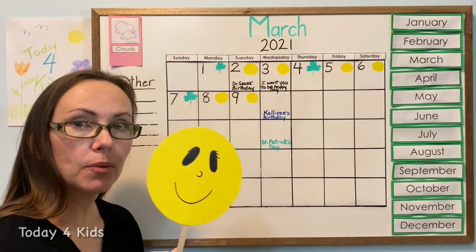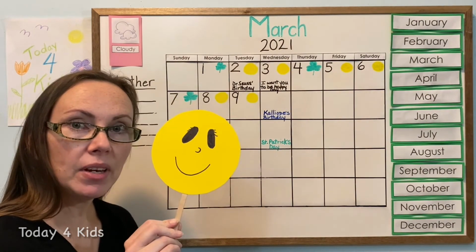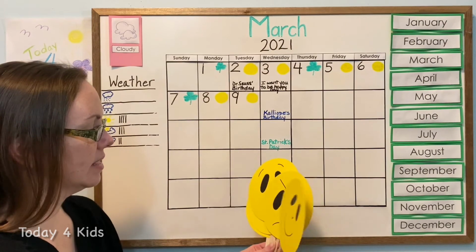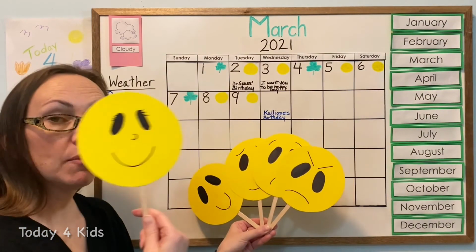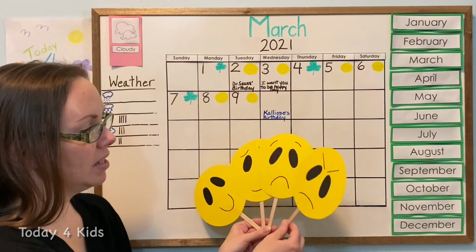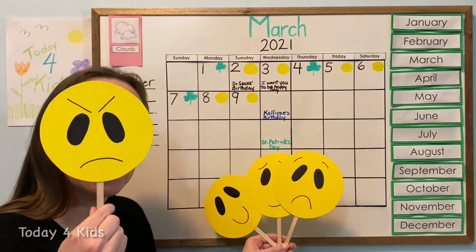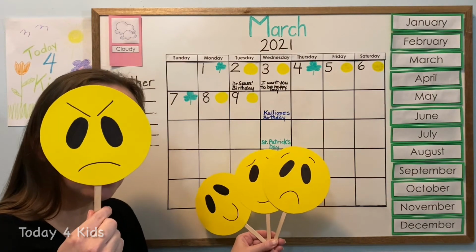So yesterday I was feeling pretty happy. I think I'm feeling pretty happy today. Are you feeling happy? Let's see what we've got here. We've got a couple different feelings that we can have. So we could be happy. It's nice to be happy. What about angry? Are you angry today? Miserable? Grouchy?